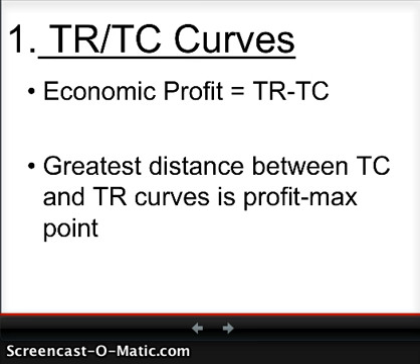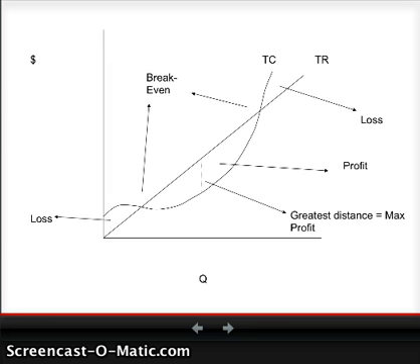Total revenue and total cost curves. We see what economic profit is. By the way, anytime we mention profit, we're dealing with economic profit, not accounting profit. So if we take a look at the TR and TC graph, the greatest vertical distance between TR and TC is profit max. So you can pause this real quick and just take a look at this graph and see what I'm talking about.